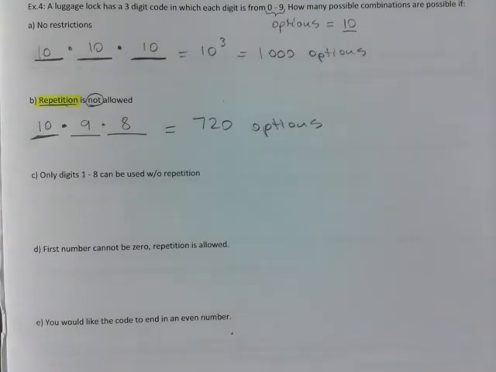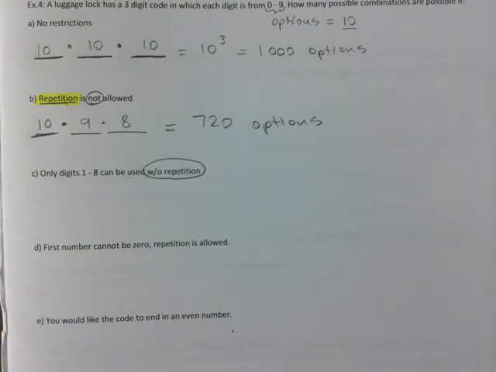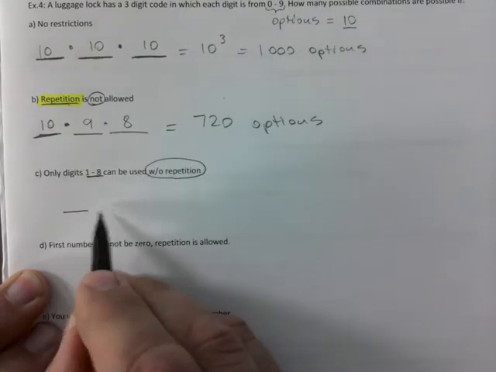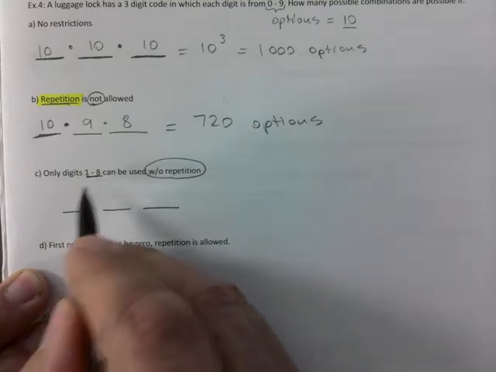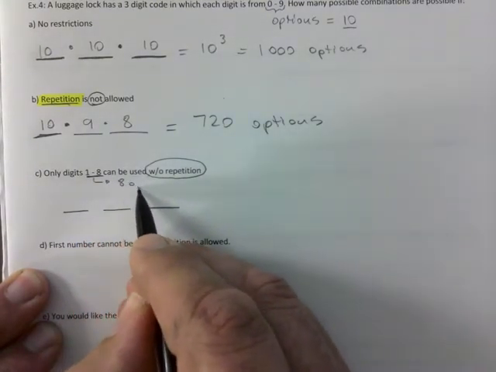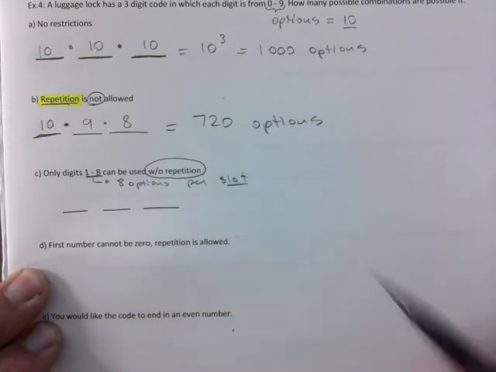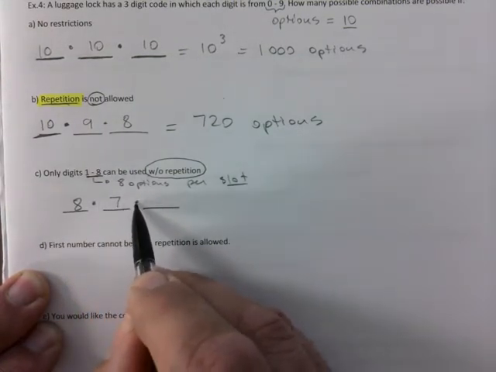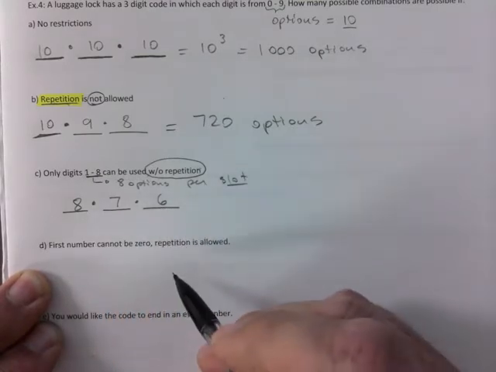Only digits 1 to 8 can be used without repetition. If a question says that, this deserves your utmost attention. If it says no repetition, that's the first thing you should do, and then note that you can only use numbers 1 to 8. We're still talking about a 3-digit block. So how many options do we have? 8 options per slot, so to speak. So that would be 8 times 7 times 6. With no repetition, there's always one fewer item left.